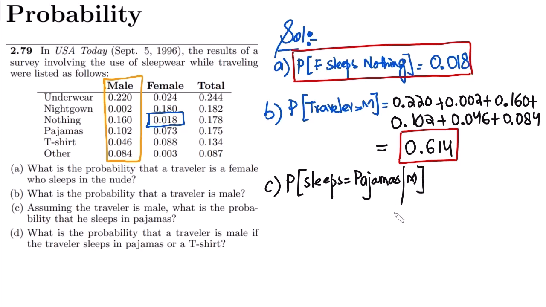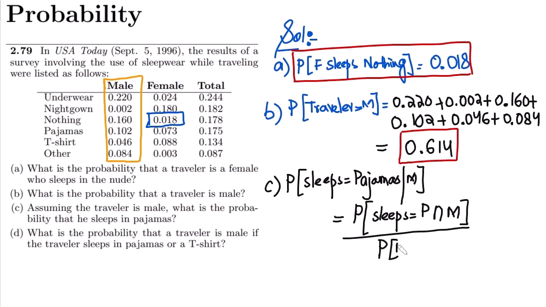So for it I have to use the conditional probability, and on the basis of the conditional probability I have to find the probability that he sleeps in pajamas. Let me denote it with this P, and I am going to use this intersection symbol with male, divided by the probability of a male. So that is what we have.